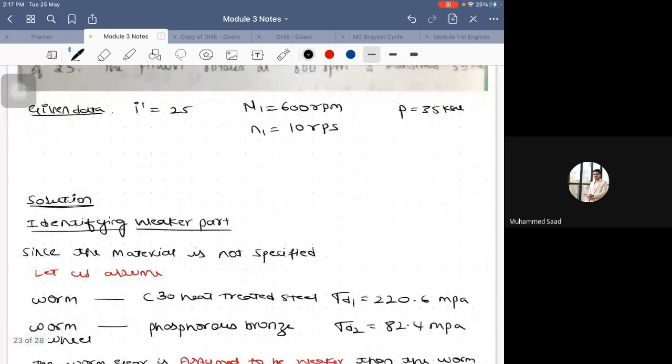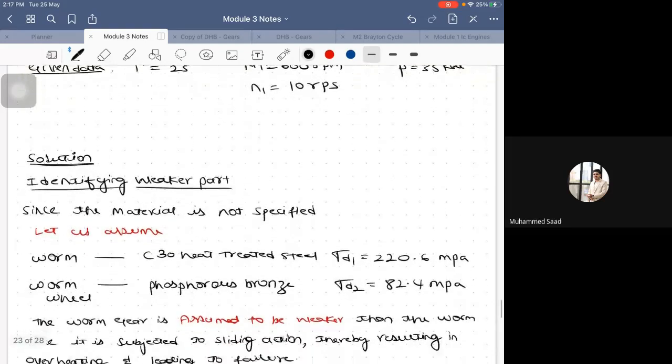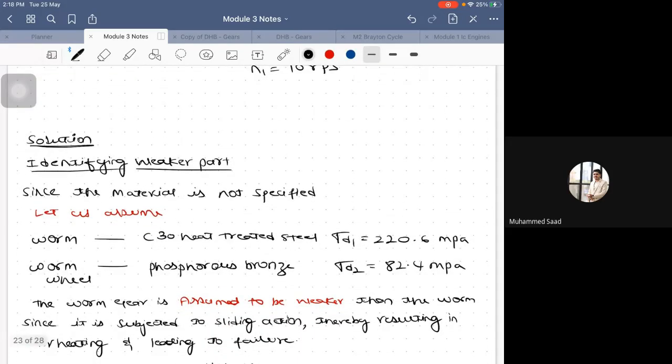So I have gone with these assumptions. For uniformity, the worm should always be made of the harder material, so we will always go with phosphorus bronze. I told you in the last class: when the material is not specified, you must go with a heat-treated steel for the worm, and always go with phosphorus bronze for the worm wheel. The corresponding values of sigma D1 I have taken from the table, which I stated yesterday: 220.6 for the worm and 82.4 for the worm wheel.